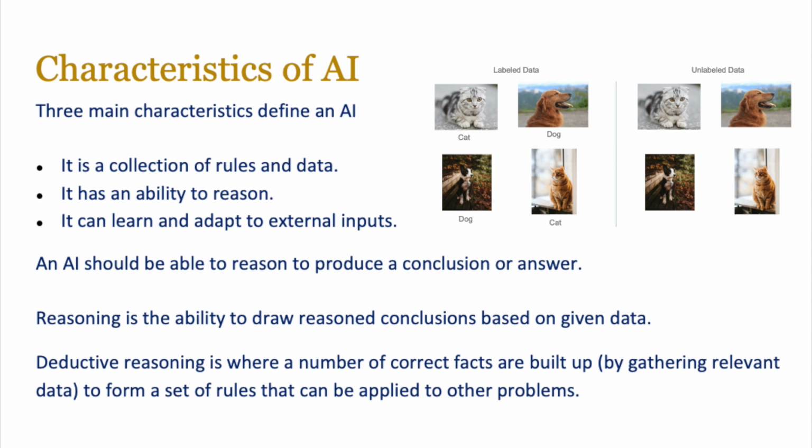So an AI should be able to reason to produce a conclusion or an answer, and reasoning is the ability to draw a reasoned conclusion based on whatever data it's given. Now, deductive reasoning is where a number of correct facts are built up. We do that by gathering relevant data to form a set of rules, logic that can be applied to other problems. Now, machine learning utilizes this quite extensively, and we're going to be looking at that in a moment. So the three main characteristics you need to know are an AI is a collection of rules and data, it has an ability to reason, and it can learn and adapt to external inputs.